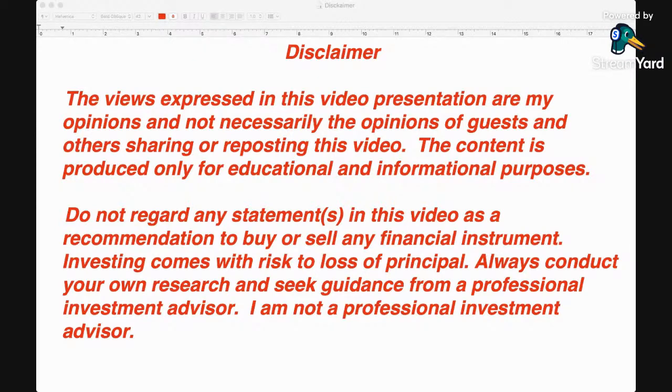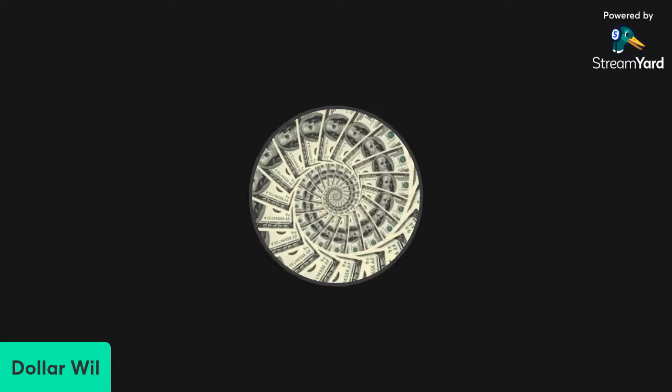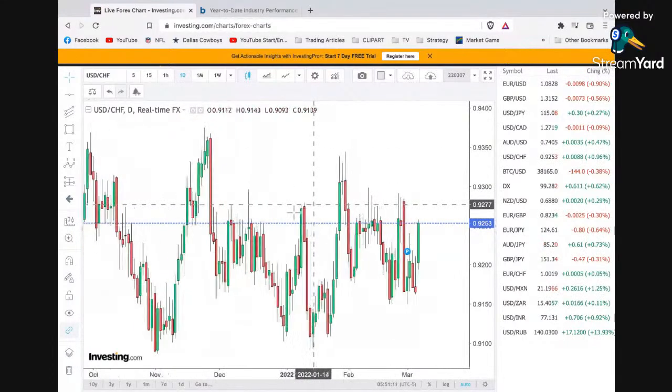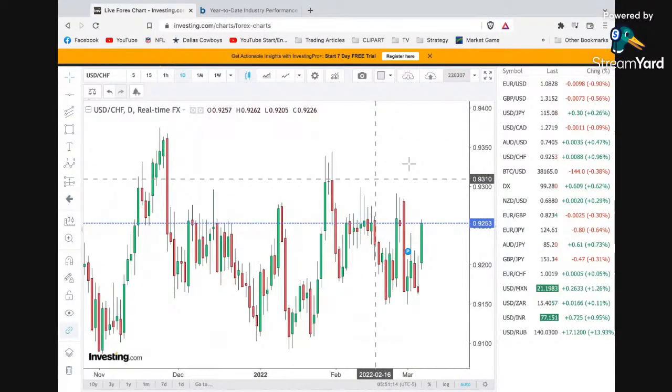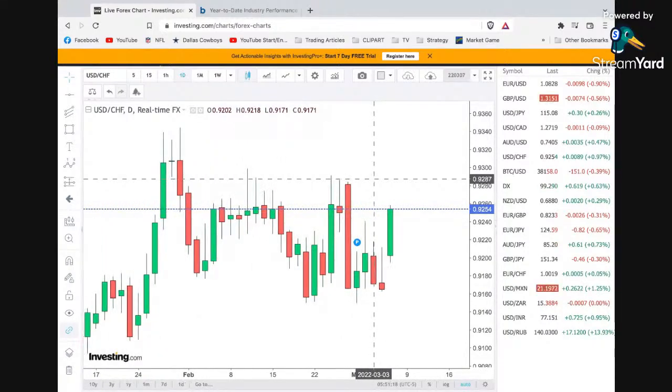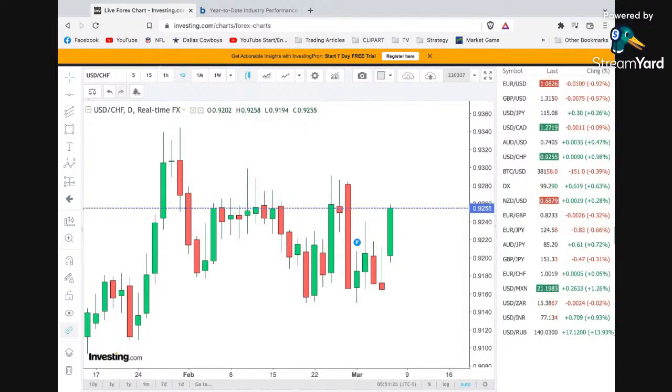Let me get this off the screen and switch to my charts. Okay. This is a daily chart of the dollar versus the Swiss franc. I just wanted to show it quickly, just to show the bullishness of this particular move.